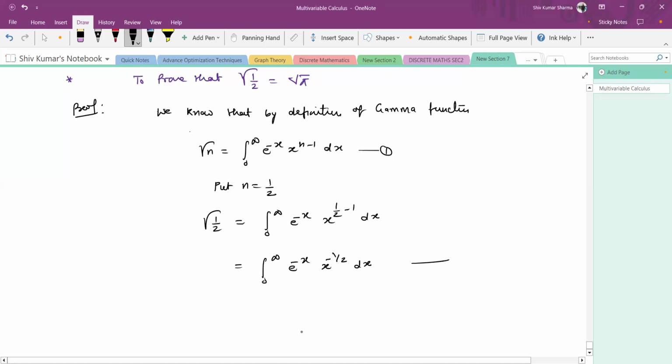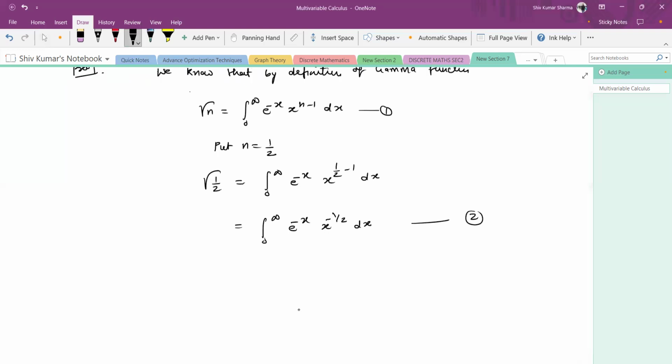So this is our equation number 2. Now we use some substitutions. When we solve this integral, it is quite difficult to solve. So we put x is equal to t square in this above integral. And what is the value of dx? The dx value is 2t into dt.